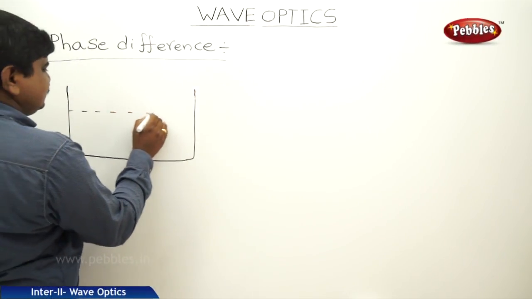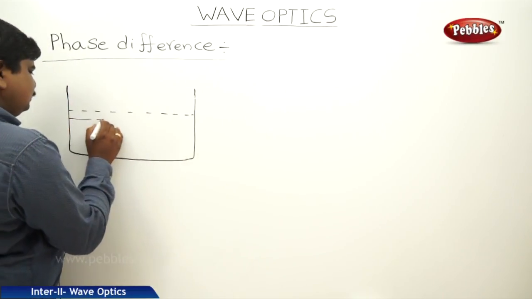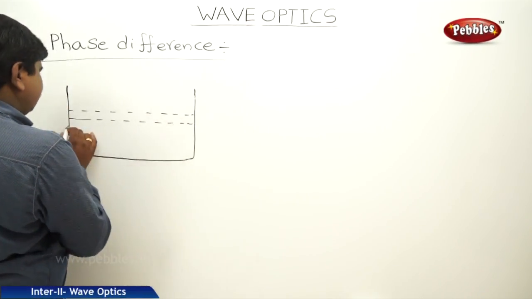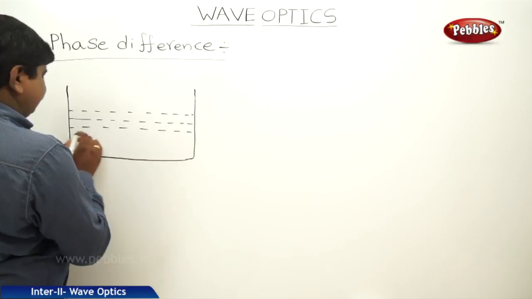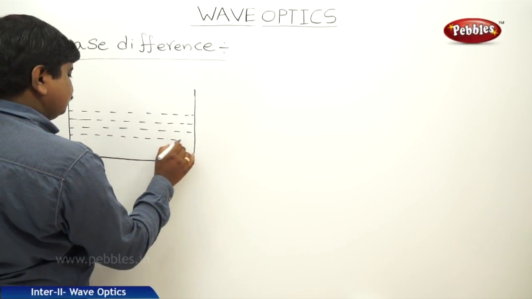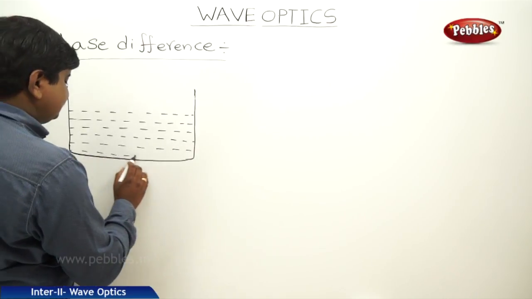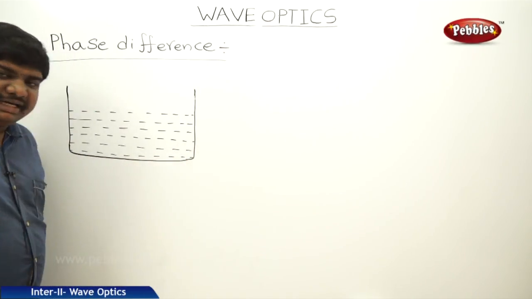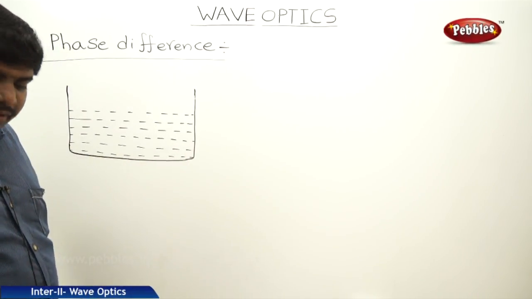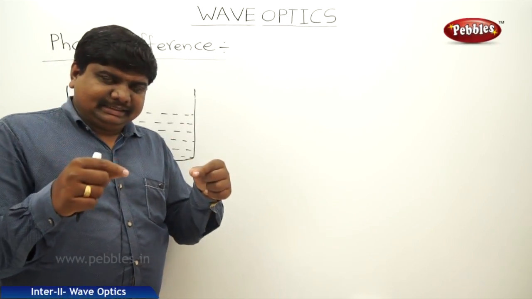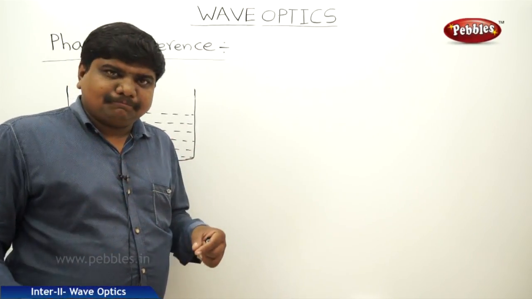Some water is filled in it. So it is better to take a lot of water, at least 3/4 of the container. The dotted lines indicate the water. Try to take 2 thin pins.